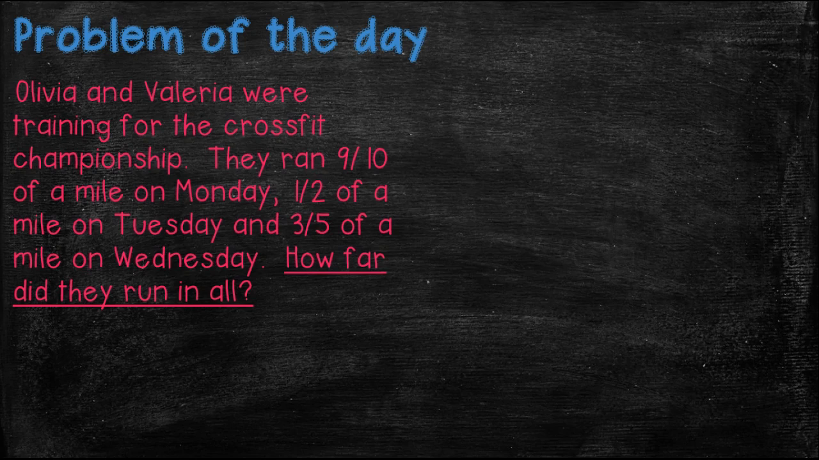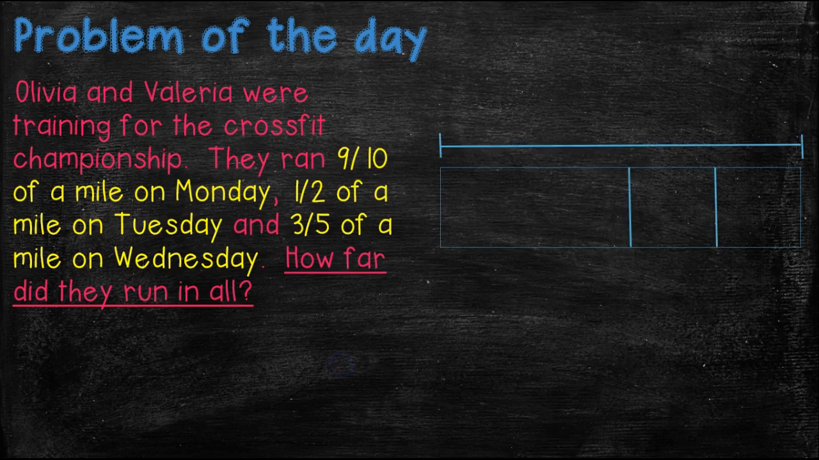Well, the first thing we're going to do, as we always do when we have story problems, is underline the question so we know what it's asking us. So we will underline how far did they run in all. Now we need to look for the important information, and we have a lot of it. We have 9/10 of a mile on Monday, 1/2 of a mile on Tuesday, and 3/5 of a mile on Wednesday. So now we need to draw a picture and write an equation to help us solve this problem.